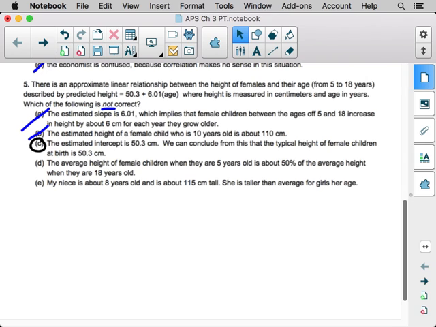So I'm going to plug in 5. So 50.3 plus 6.01 times 5. When I do that, I get 80.35. When I plug in 18, I get 158.48, approximately 160. Is 80 approximately half of 160? Yes. So is this a true statement? Are they? Yes.